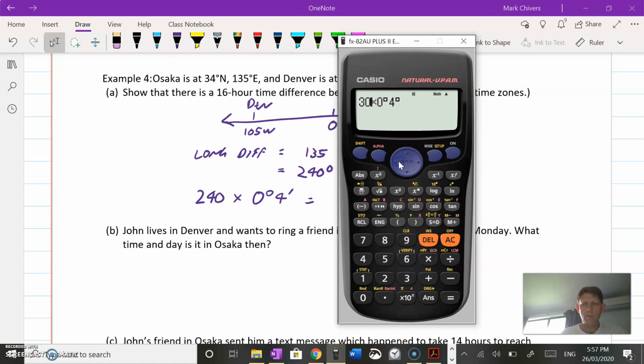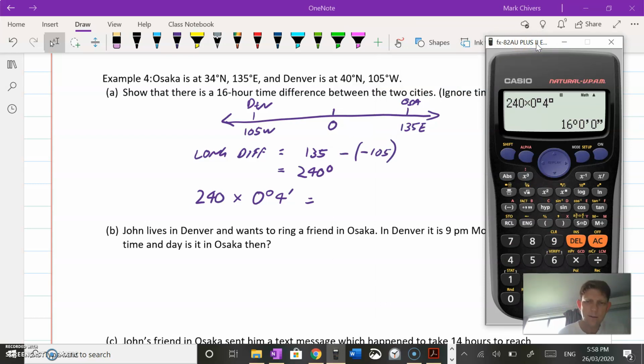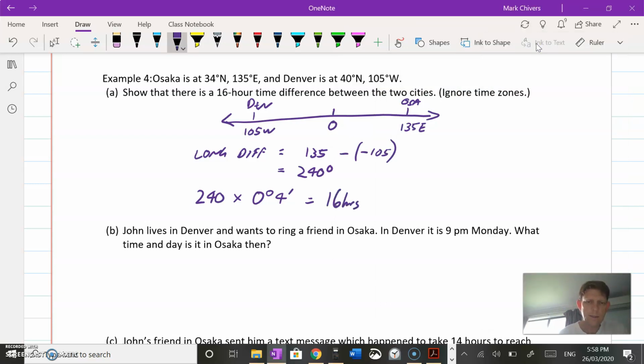We can pull up one of the previous calculators we used, but we just multiply however many degrees it is by 4 minutes. And we end up with 16 hours, so you can see there, that's clearly showing that they're 16 hours apart.